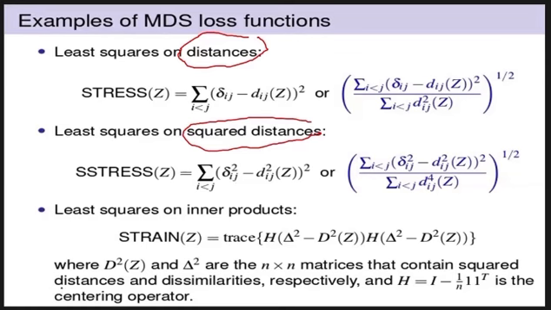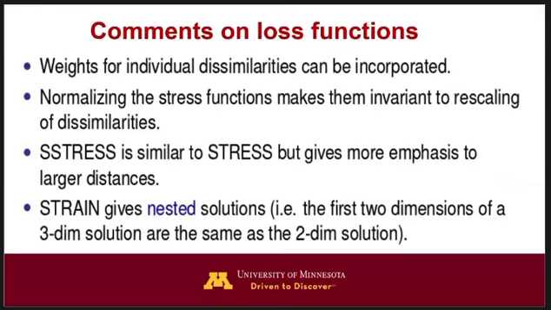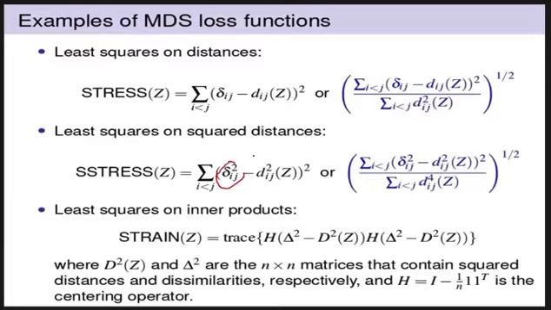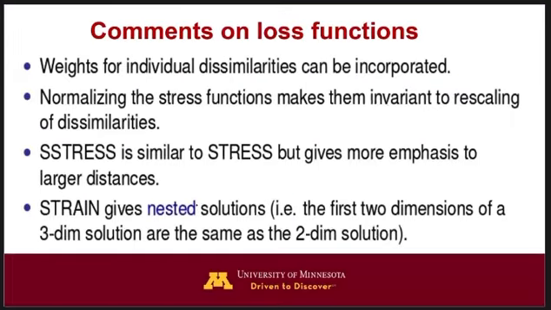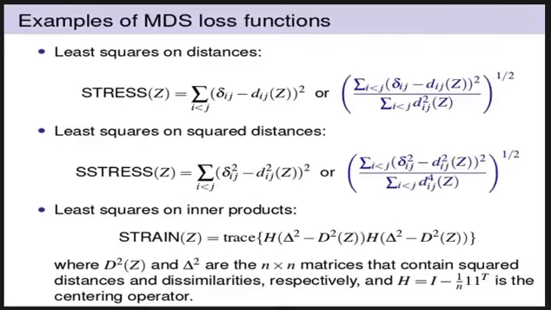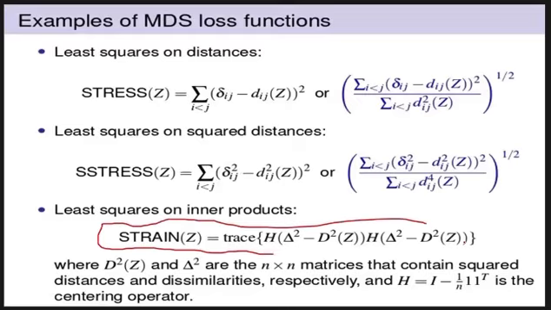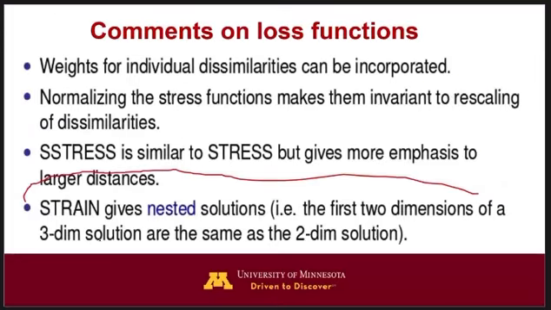But there's a comment here that SS stress is similar to S stress, but gives more emphasis to larger distances. If you take a look at this, that is why we're squaring that. You can see we're squaring distances here. We're not squaring here. Do you see that? And the strain, we prefer strain at times because we are considering inner products, and we believe that the inner product gives a nested solution. The first two dimensions of a three-dimension solution are the same as the two-dimension solution. So any of that can be used.